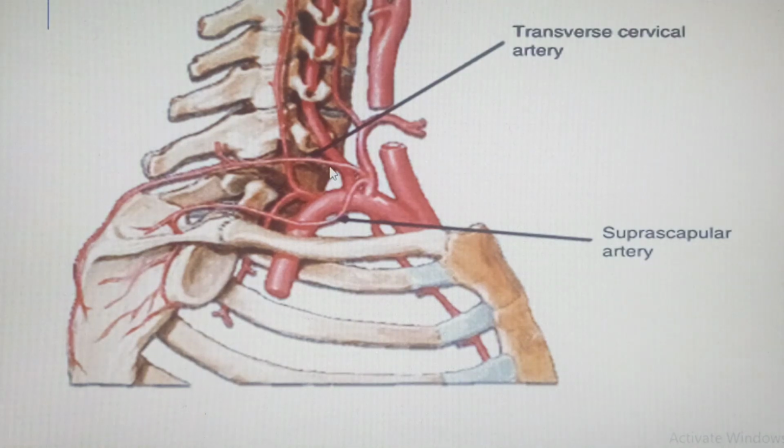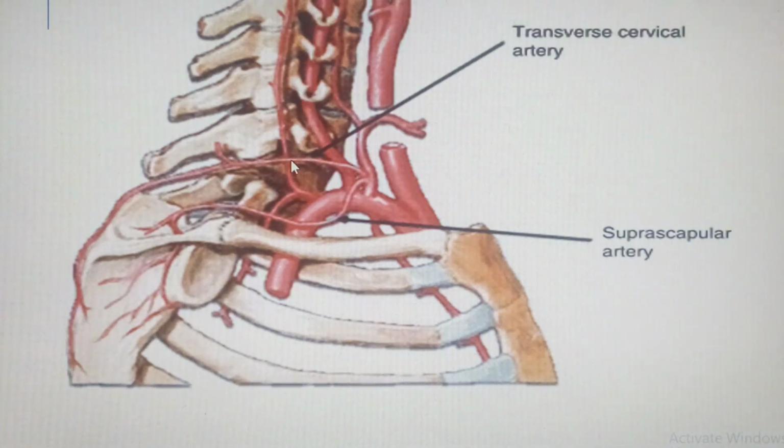It runs after coursing in front of the scalenus anterior muscle. So the scalenus anterior muscle will be here, but it will run in front of it. It means the scalenus anterior muscle will be deep to the transverse cervical artery. It won't run behind, it will run anterior to the scalenus anterior muscle. But apart from that, it will also run anterior to the phrenic nerve as well.